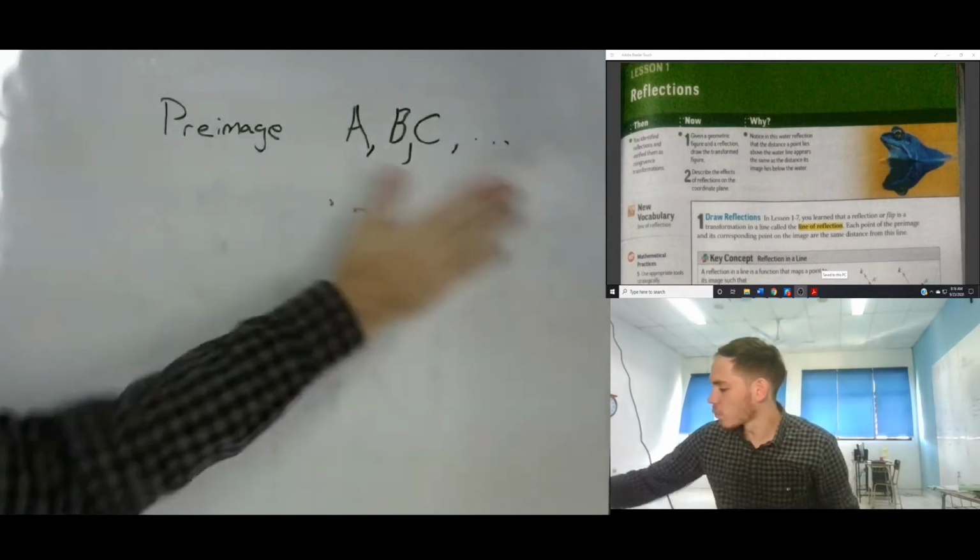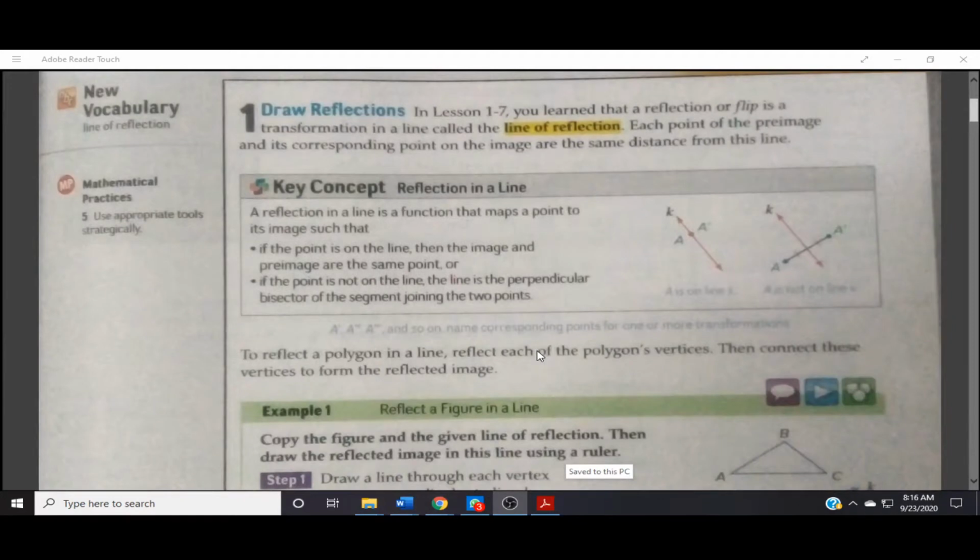So our first section is going to be about reflections. Now reflections are flips over a line on the page. So the line is what's going to affect our flip. So let's look at this real quick. As you can see, a line of reflection. So reflection in a line is a function that maps a point to the image such that if the point is on the line, the image and pre-image are the same point. If the point is not on the line, the line is the perpendicular bisector of the segment joining the two points.